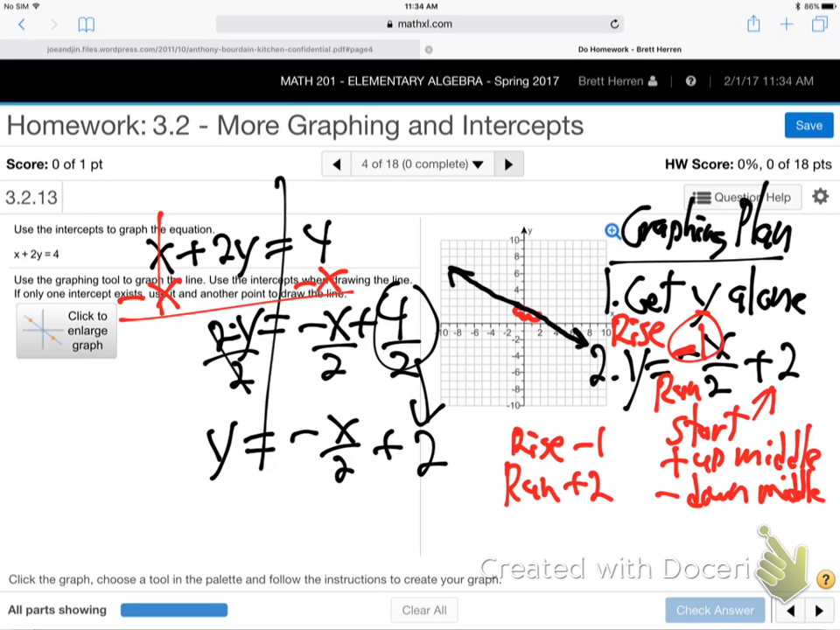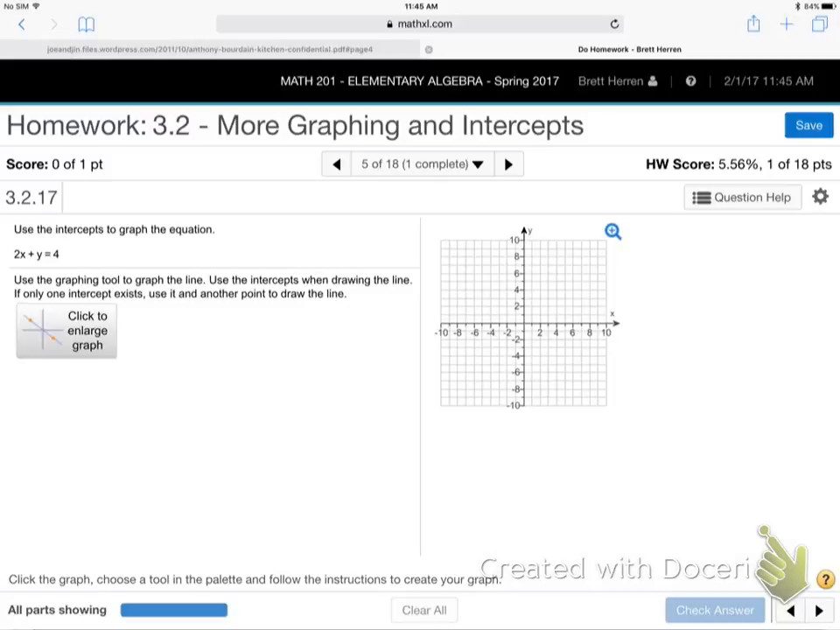Shall we try another one? Shall we try a lot of them? All right, so try that one. You have 2x plus y equals 4. I want to graph it. What's the first step? Get y alone. First step is to get y alone. Get y by itself.